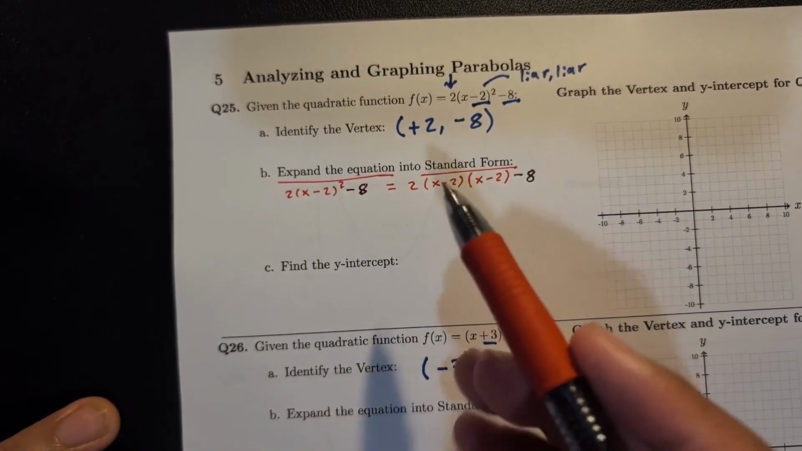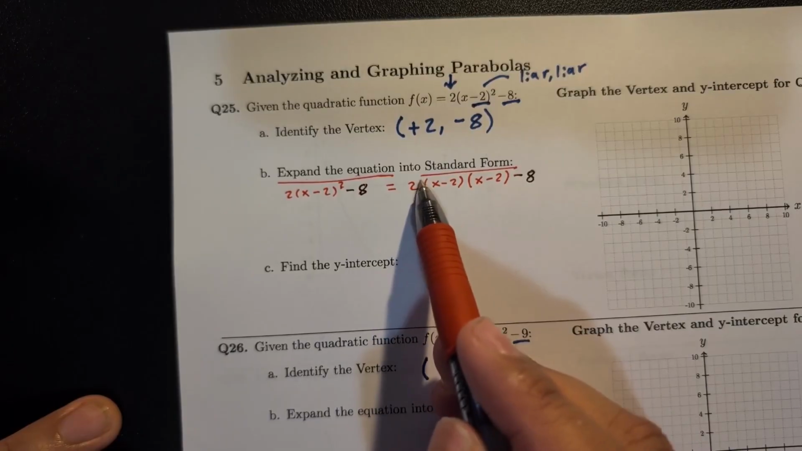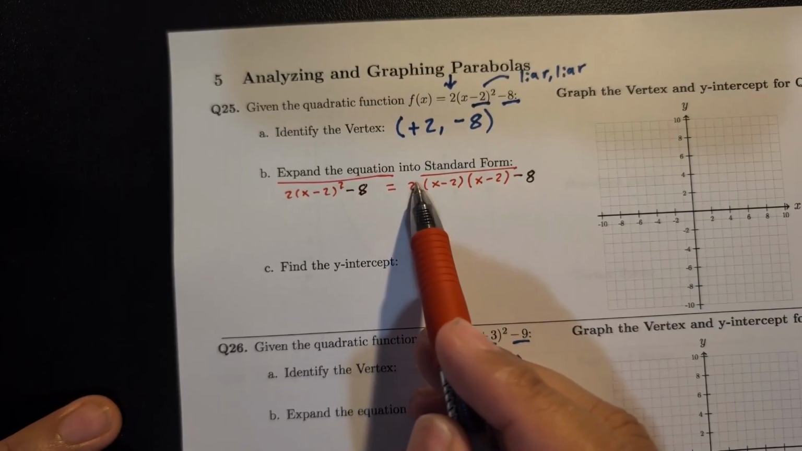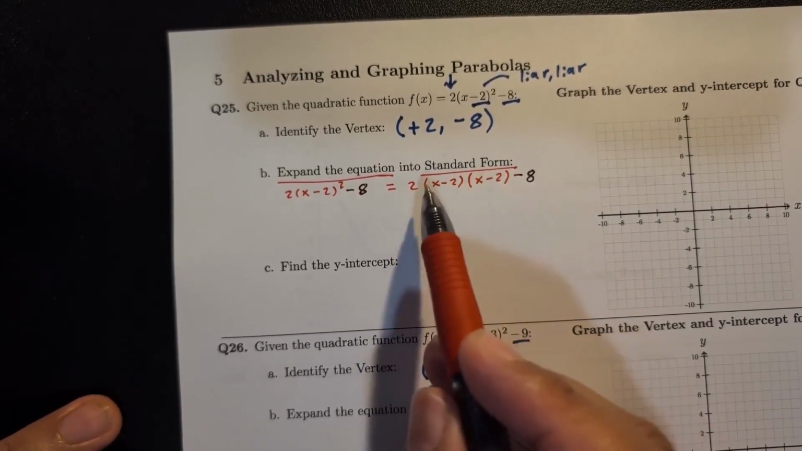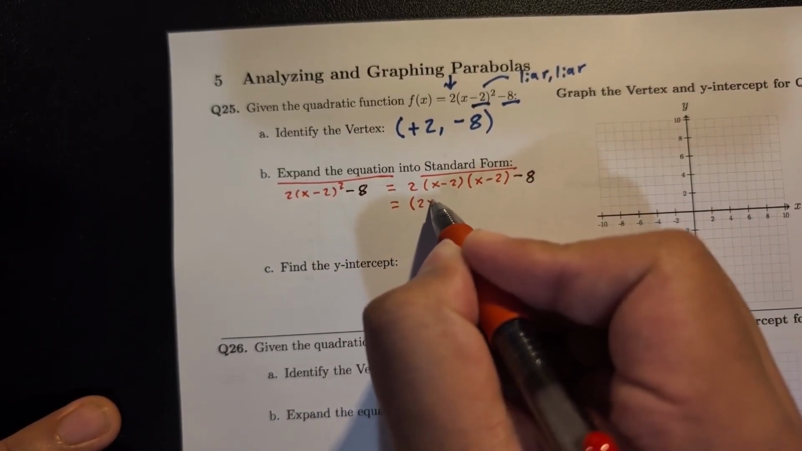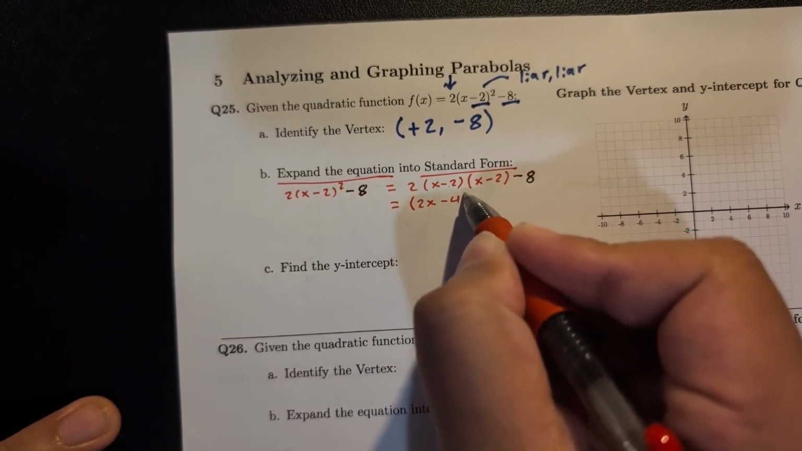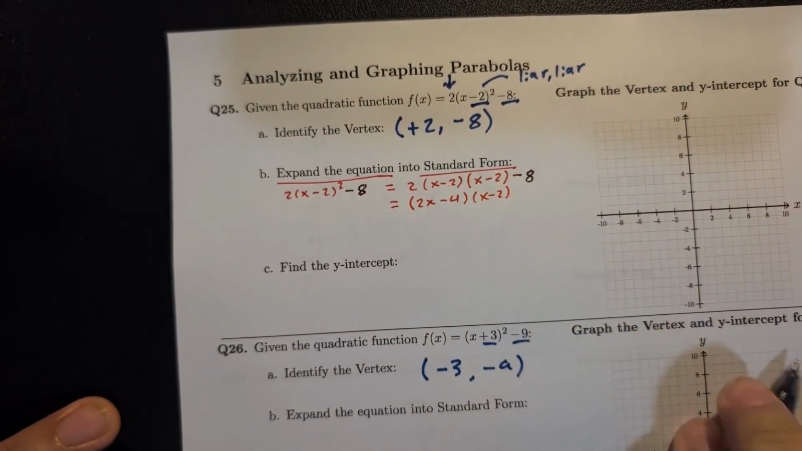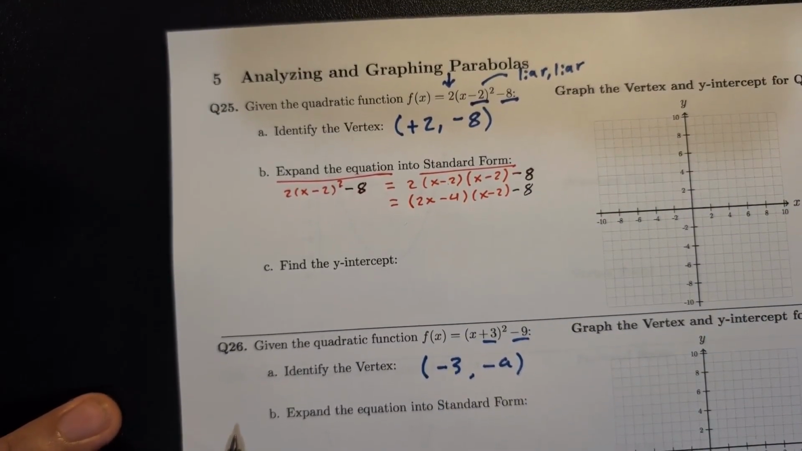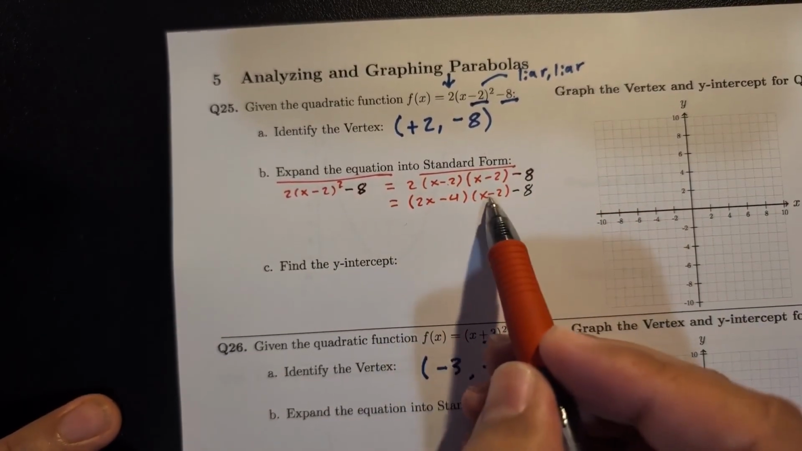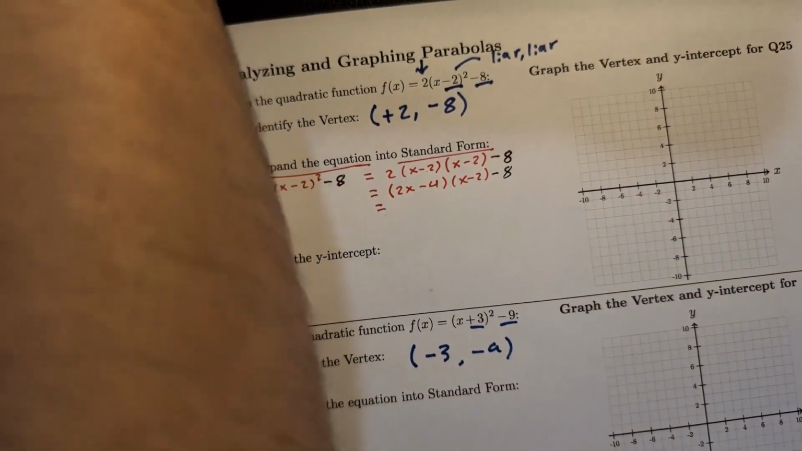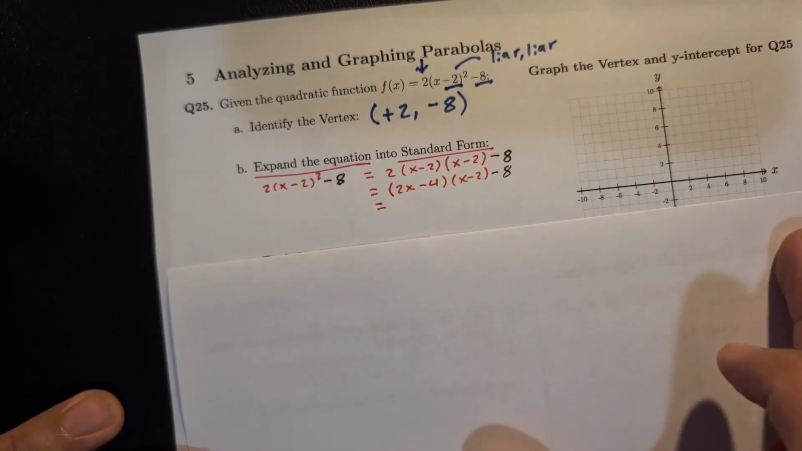Here, we need to FOIL this out, and I have to distribute this 2 over. There's a couple ways you could do this. I like to just do it from the left to the right. So 2 times x, that gives me 2x, 2 times -4, -4, x minus 2, and then I have this minus 8. Next, I'm going to FOIL this product. If you want, you could get pieces of scrap paper, and you could do the box method.